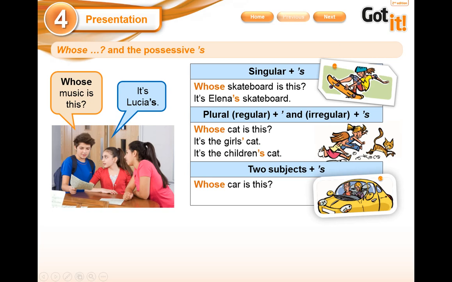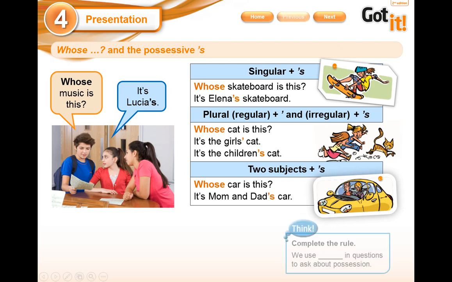What happened if we use two subjects? Whose car is this? ¿De quién es el carro? It's mom and dad's car. So you can write the two members, and at the end you can use the apostrophe for the last person they are talking about. Entonces, como he mencionado, puedes usar las personas que vas a incluir y al final, la última persona, incluyes el apóstrofe.